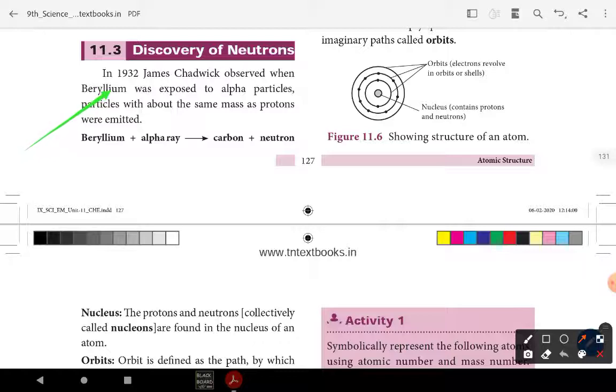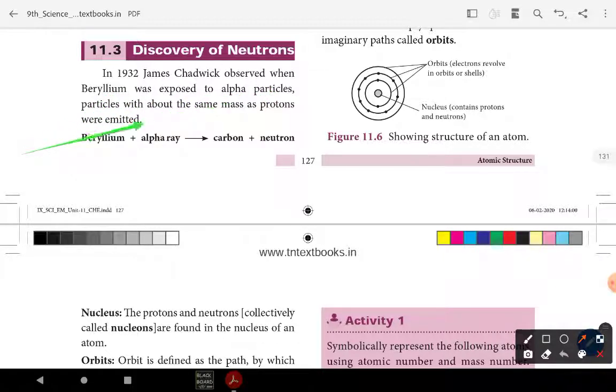Okay, observe when beryllium was exposed. Alpha particles ஓட path-ல வந்து beryllium வெச்சாங்க. That is what is called beryllium exposed to alpha particles. What came out? They observed something came out. Beryllium-ல இருந்து ஏதோ ஒரு particle வெளிய வந்துச்சு, and the particle had about the same mass as protons. Protons ஏற்கனவே கண்டுபிடிச்சாச்சு. So protons போலவே the same mass. Such particles were coming out of beryllium when it was exposed to alpha particles.